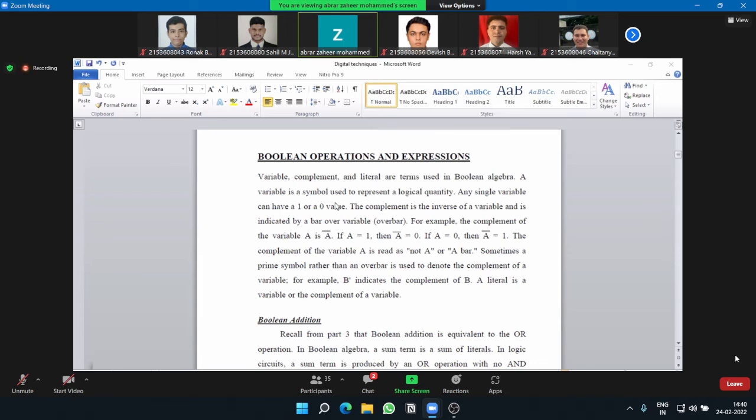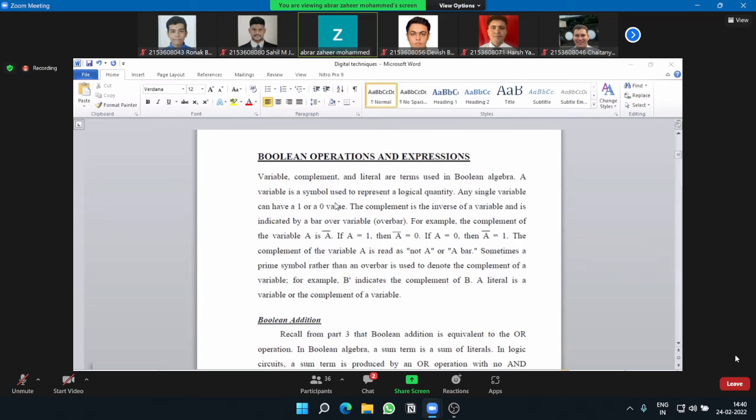The variable, complement, and literal are the terms used in Boolean algebra. So what is a variable? It is a symbol that is used to represent a logical quantity. So it can be either 0 or 1.